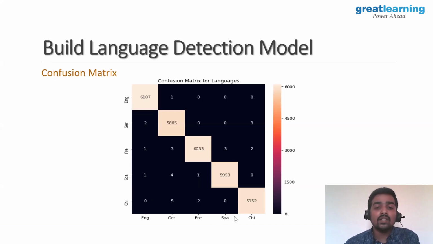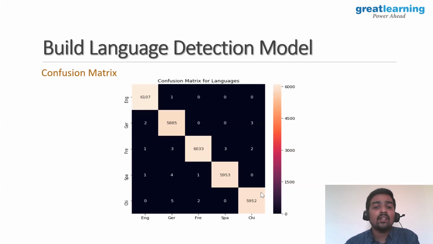Coming to Spanish, if you see, Spanish has really done well compared to other languages. Spanish is predicted as Spanish in 5,953 cases, and there is an ambiguity between Spanish and French in only 3 cases. There is no ambiguity between any other language and Spanish other than French. The model is really able to classify Spanish and French very well.